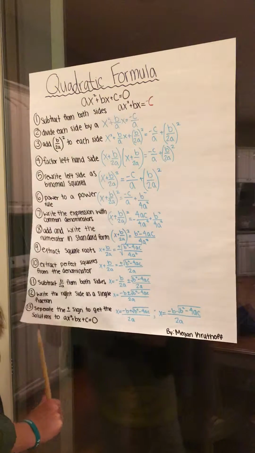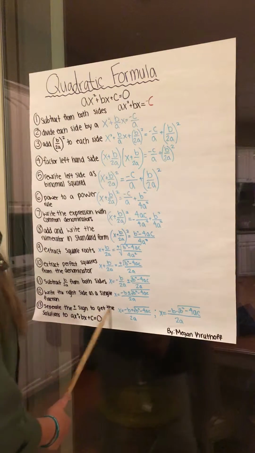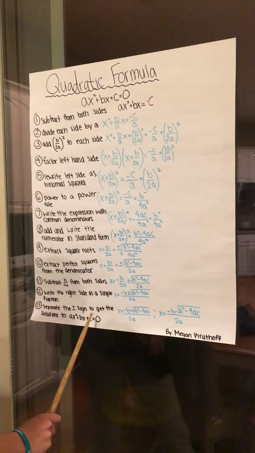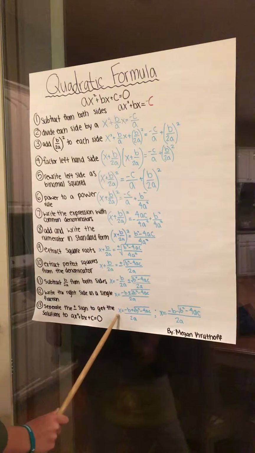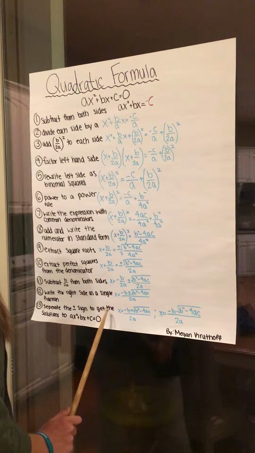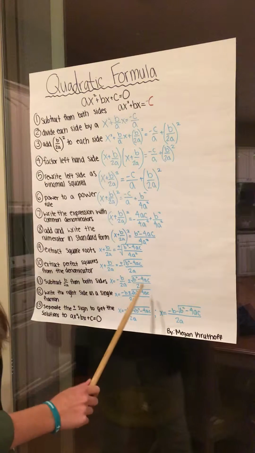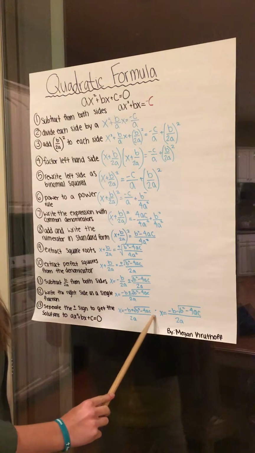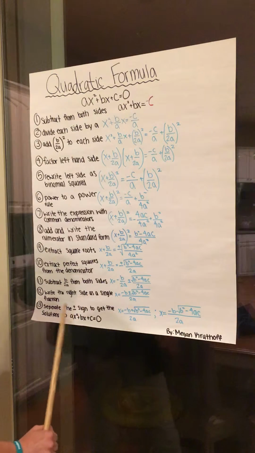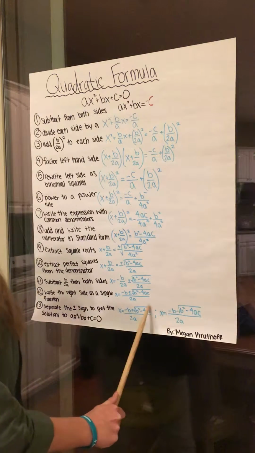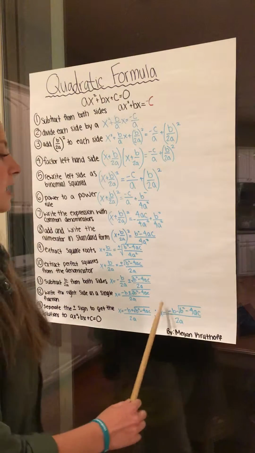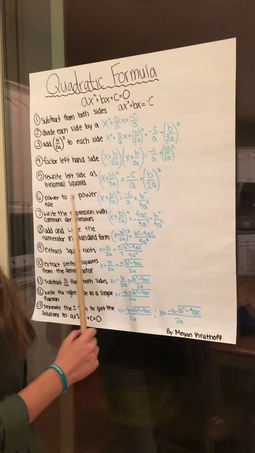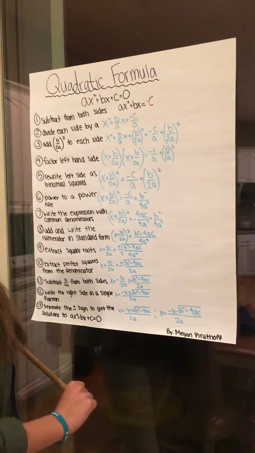And then the final step is to separate the positive and negative sign to get the solutions, because that's the final answer. And there's going to be two x's. So you need to have a positive and a negative. So it would be x equals negative b plus the square root of b squared minus 4ac over 2a. And then since this one was a positive, this one would be a negative. So it's x equals negative b minus the square root of b squared minus 4ac over 2a. And that is how you do the quadratic formula.